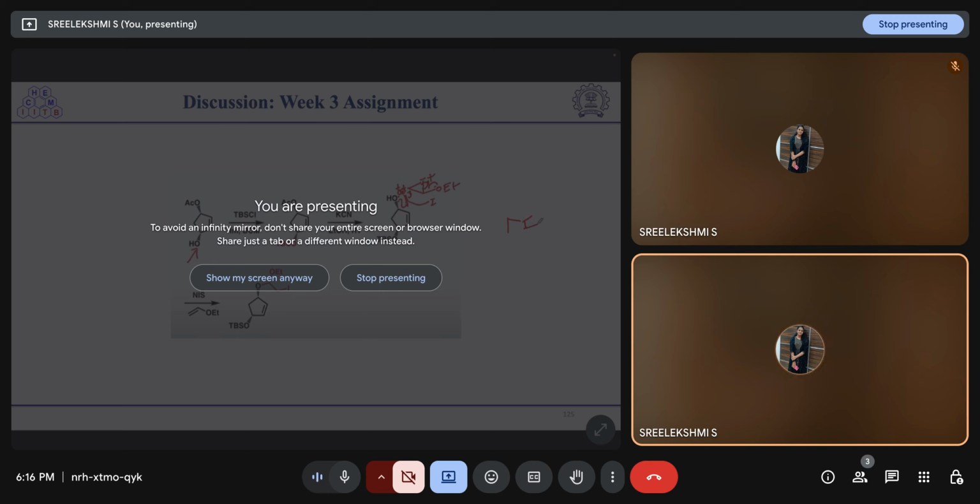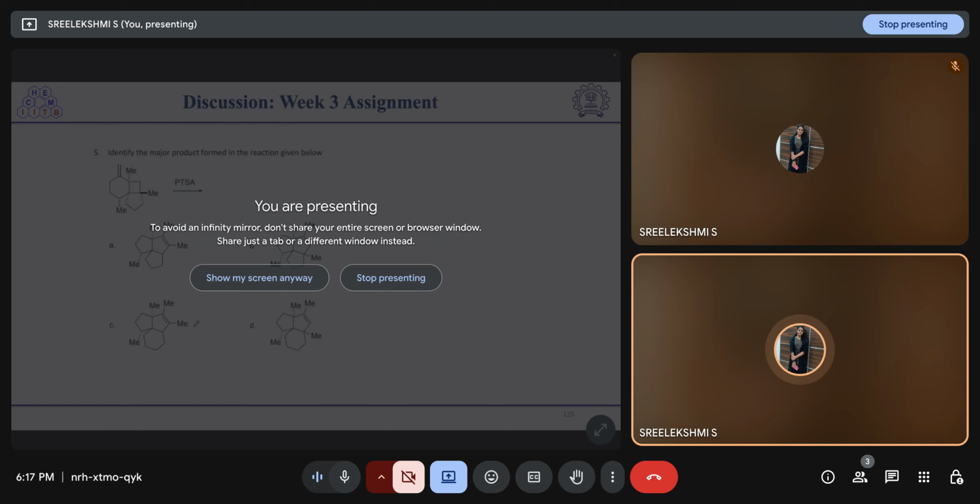So here iodine with positive charge, and here OEt will be there, so that this OEt oxygen lone pair will fall over here and this iodonium ion will open, and onto that double bond this oxygen lone pair will attack and it will form this compound. So the correct answer would be option A.